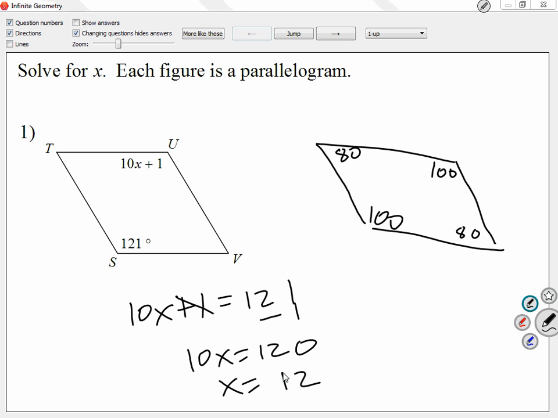But if the angles are not opposite, if instead of on U I had put 10x plus 1 on T, you would have said 10x plus 1 is equal to 59, because I went 180 minus 121. That gives me 59. If they're opposite, they're equal, but if they're adjacent, they add up to 180. So I would have made it equal to 59 if it was T instead of U. Does that make sense?